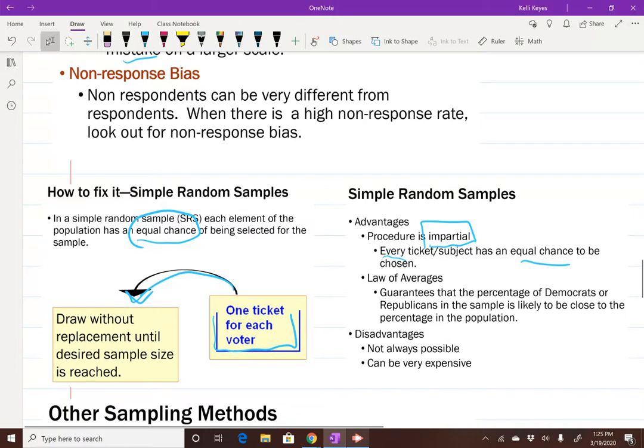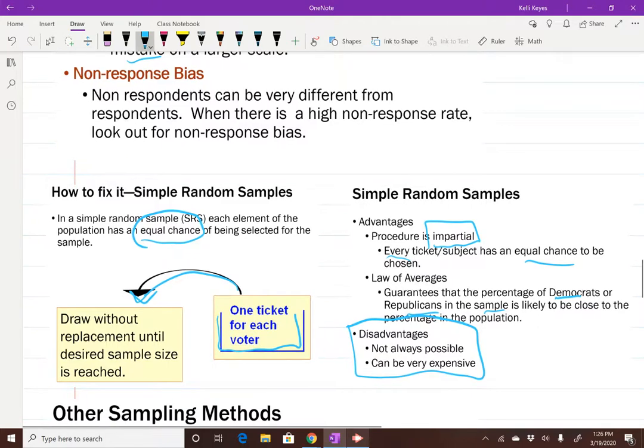The law of averages guarantees that the percentage of Democrats or Republicans in the sample is going to be close to what's actually in the population. So what we've learned is no matter what the population is, if we sample randomly and large enough, it will approach what the population is. The thing is that it's not always possible, and it can be super expensive, whether you're paying people to do it or whatever it is. It's just truly hard to get everyone in the population and randomly select from that.